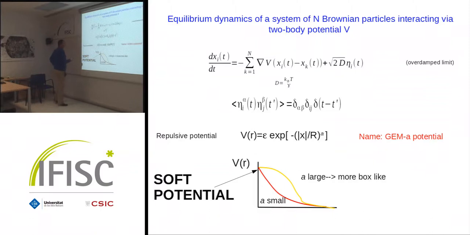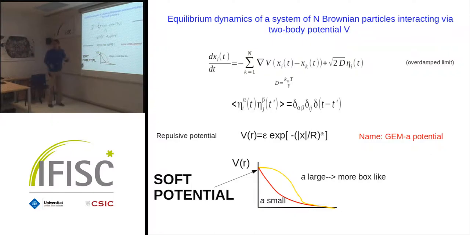And at the beginning, what will I use? I will use a system of N Brownian particles interacting via a potential V. Okay, this is my model. In the overdamped Langevin description, I guess that all of you already know the overdamped Langevin equation of a system of Brownian particles in equilibrium, where the diffusivity coefficient is essentially proportional to the temperature. Important thing, as I said, this model is a standard model. What do we do as a novelty? We use a repulsive potential of this type. That means that all the particles are repelling all the time. They are interacting via this potential.